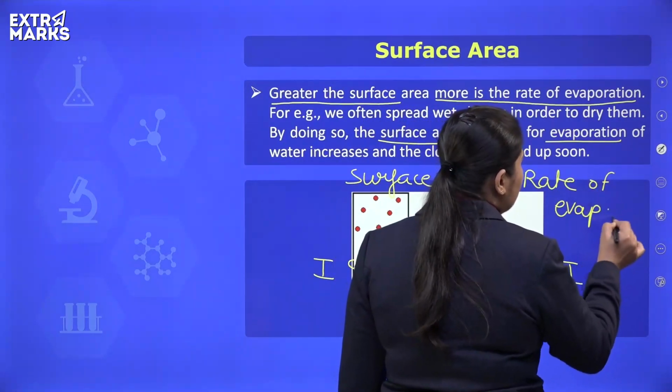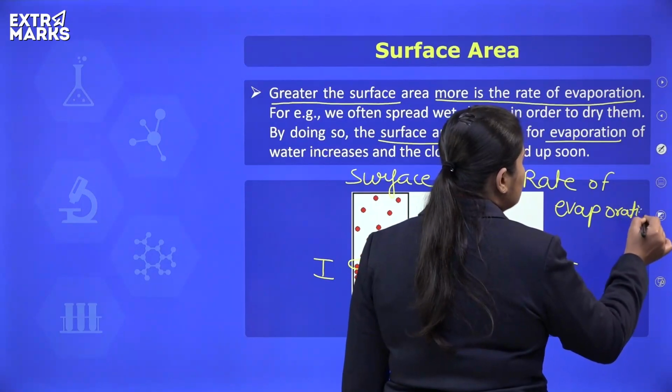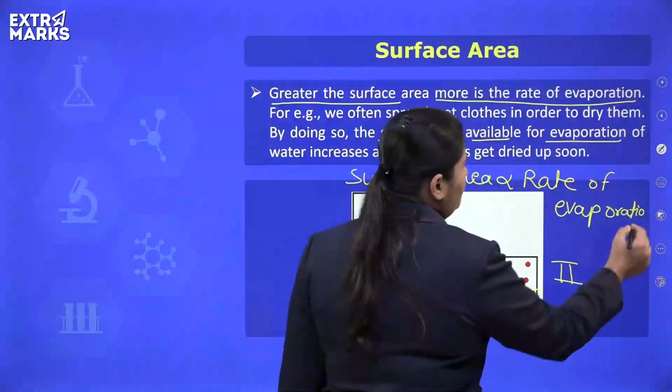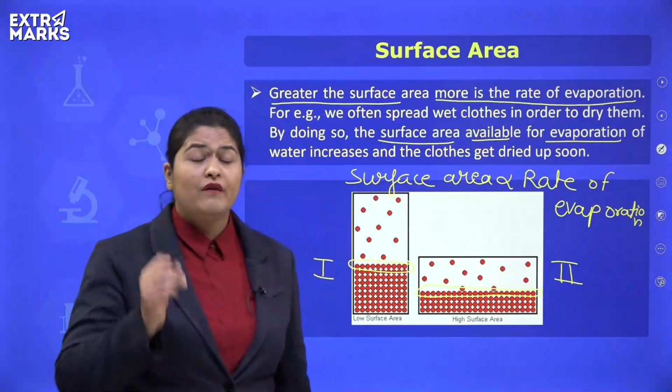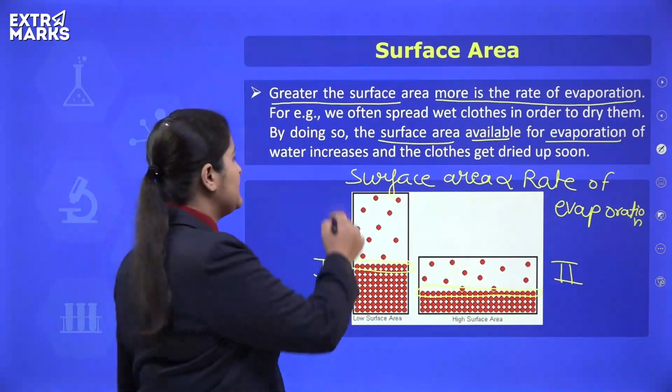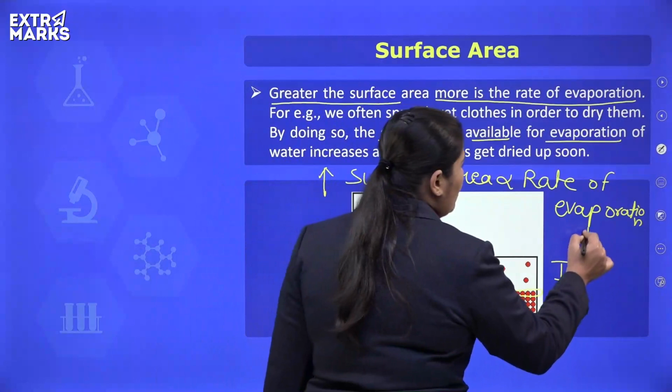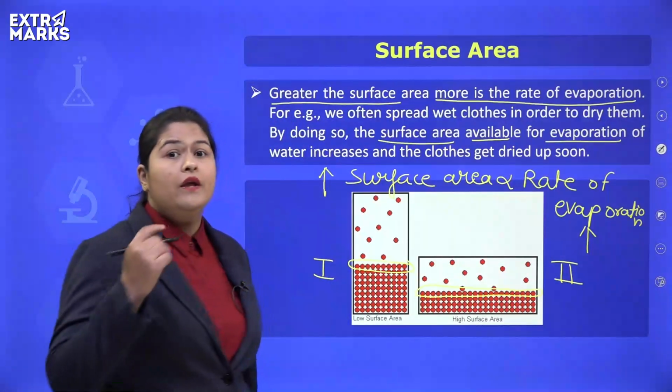What is meant when we say it is directly proportional? We mean that with the increase in surface area, the rate of evaporation will also increase.